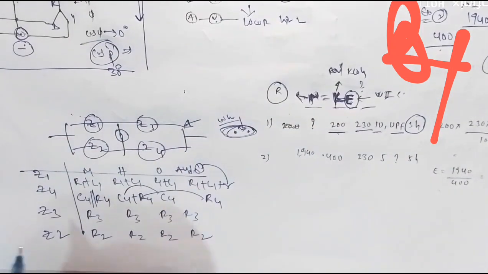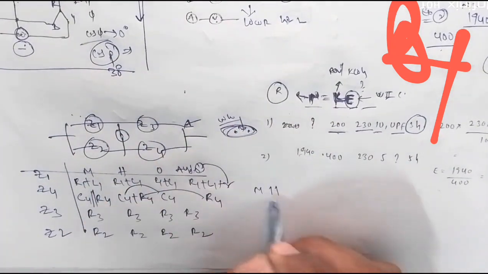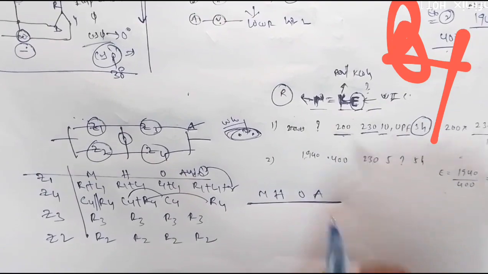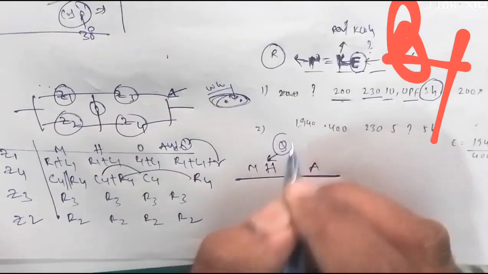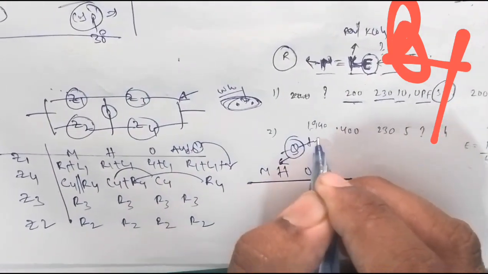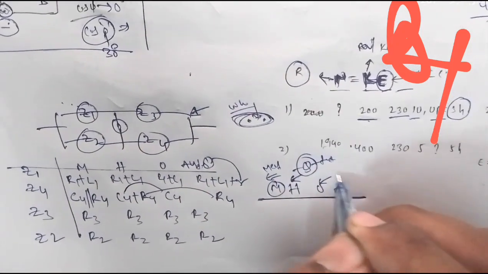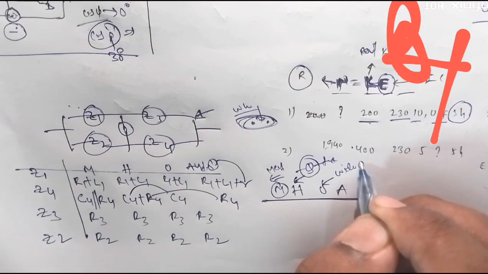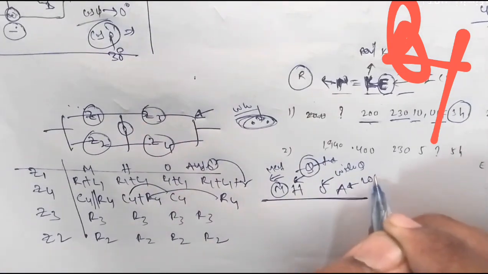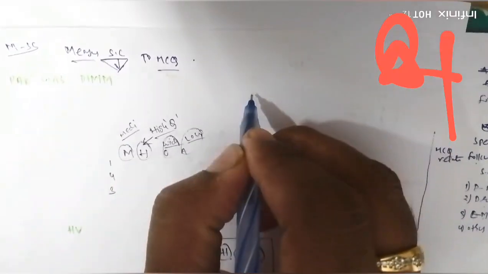And one more important thing is MHOA, right? M is for medium quality factor. H is high Q, high quality factor. O for Owen's bridge, wide range of quality factor. Ultimately A is the low quality factor.